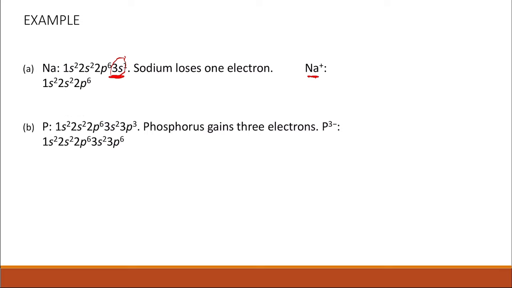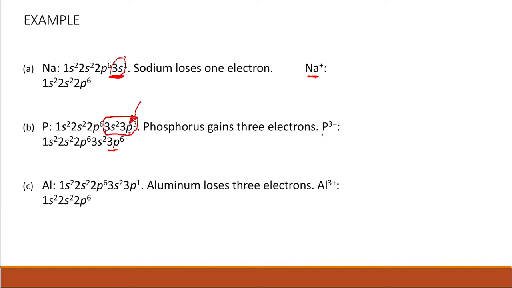For phosphorus, this is the electronic configuration of phosphorus. You can see that these two are the valence electrons, the electrons in these two subshells, the 3s2 and the 3p3. And then when phosphorus gains 3 electrons to give you P3 minus, it's going to gain them into the 3p orbital. So this is now the electronic configuration, and we're going to add 3 extra electrons to the p orbital. So we're going to end up with 3p6.